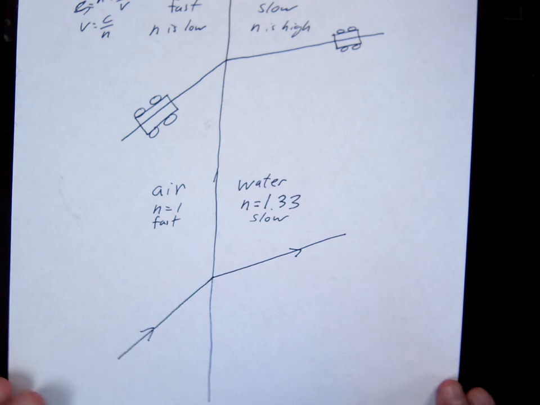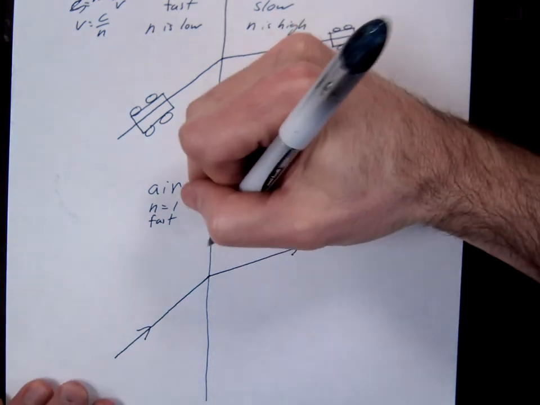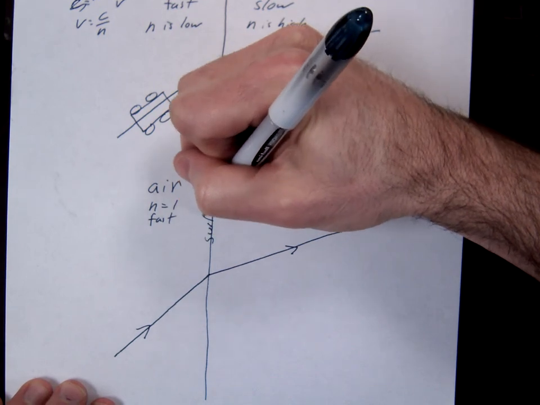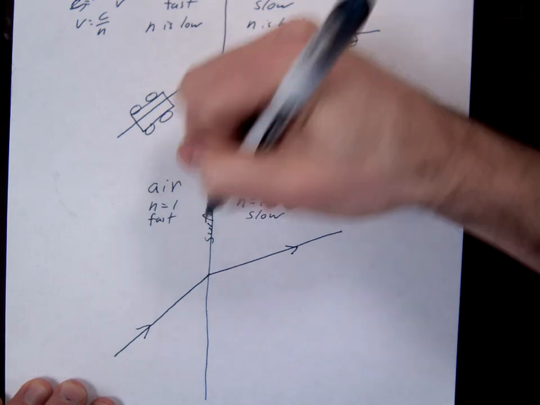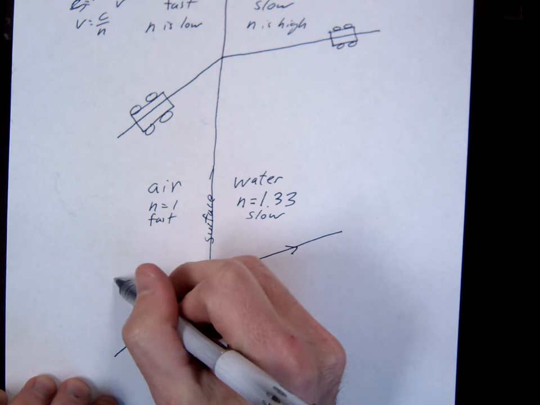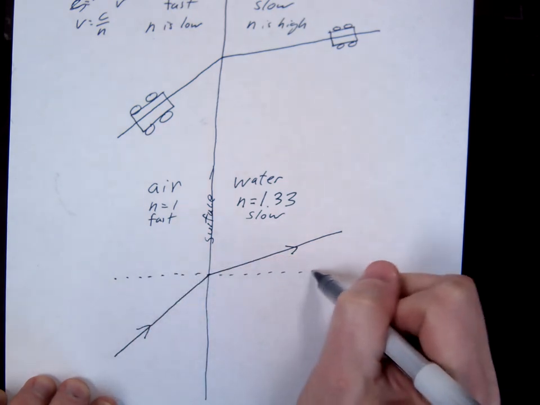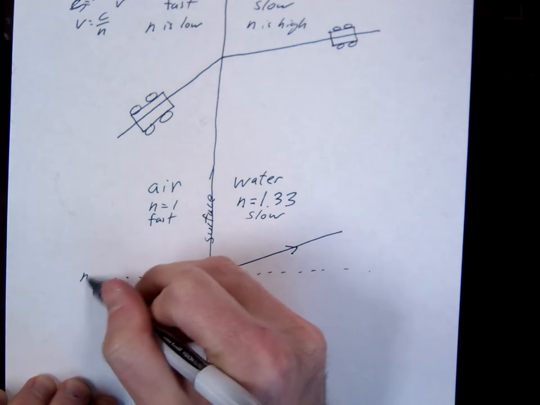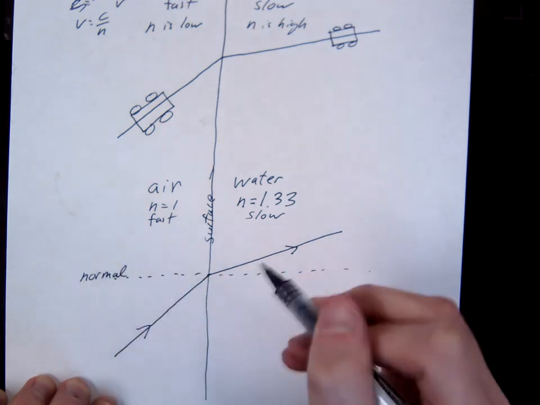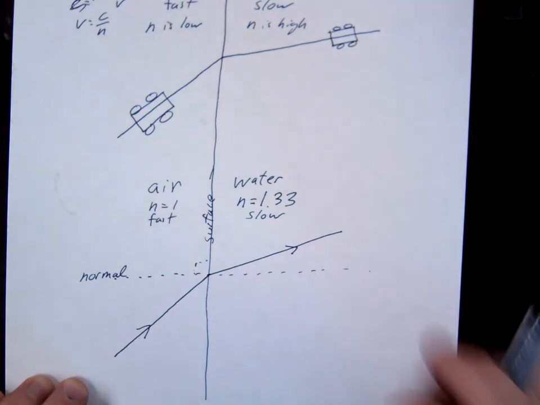All right, let's label a couple things on this. Remember, this is my surface here. This is my interface or my boundary or my surface between the air and the water. And we're always going to draw a normal with the surface. So the normal is, again, the perpendicular to the surface. So if my surface rotates, I will also rotate my normal.